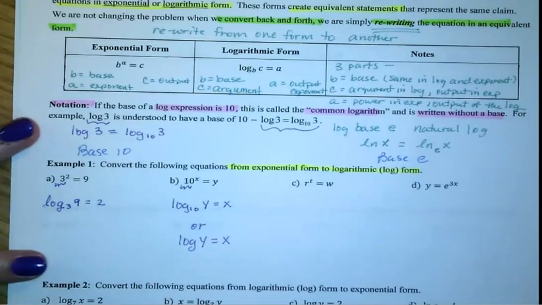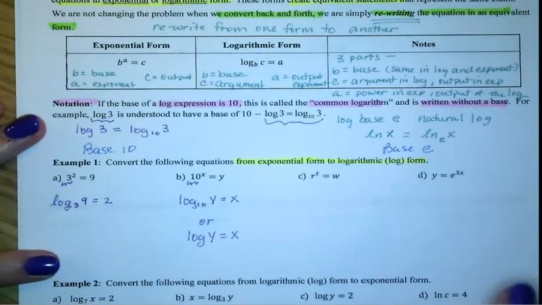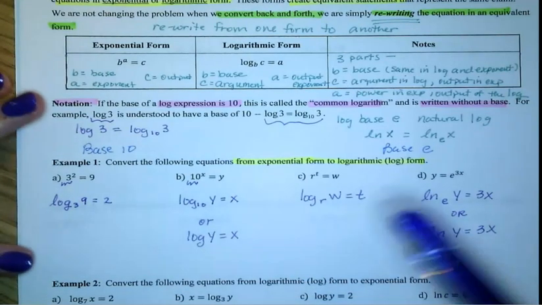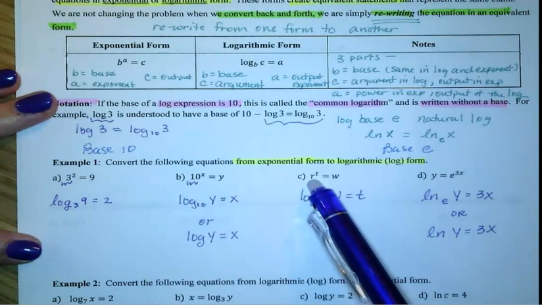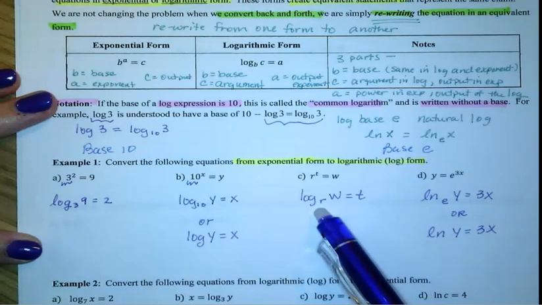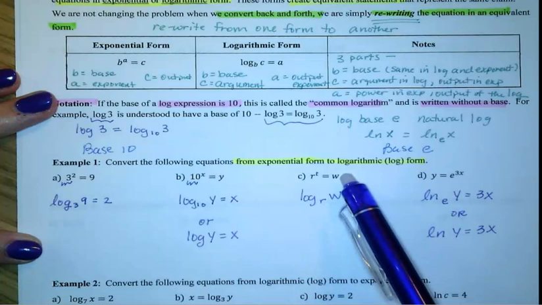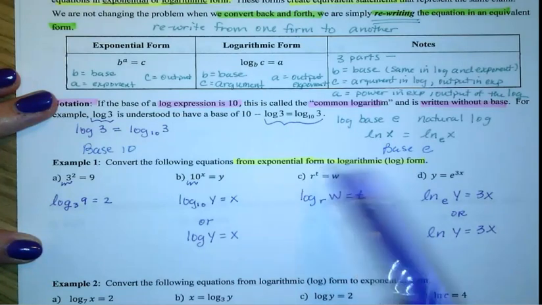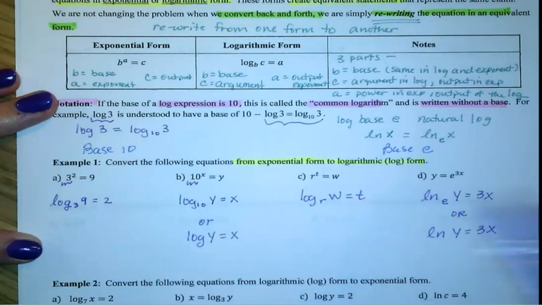Okay, so I'm going to have you pause your video and practice on C and D. So pause your video. All right, let's see how you did. The base of my power is r, so the base of the log is r. The argument is the output of the power, and the exponent is the output of the log.